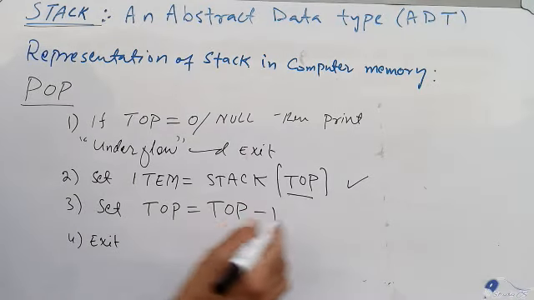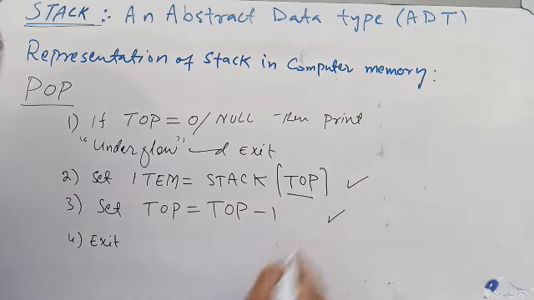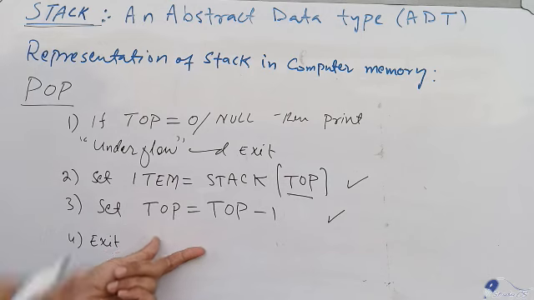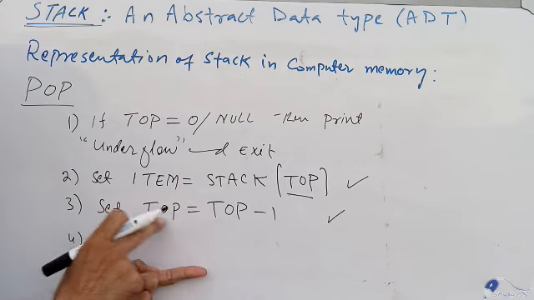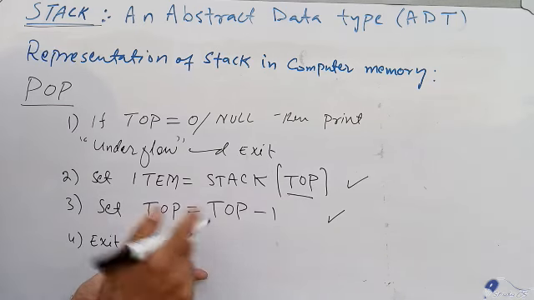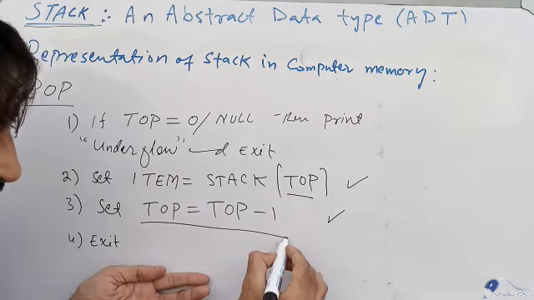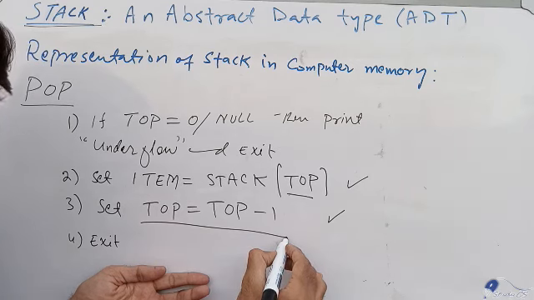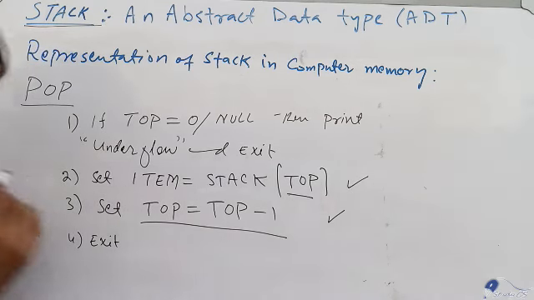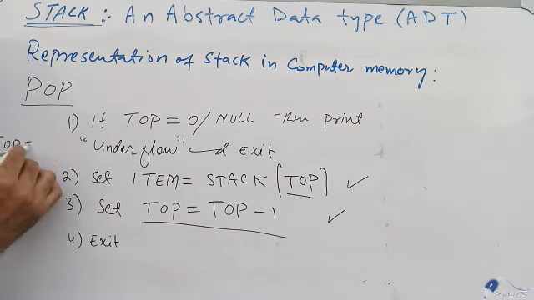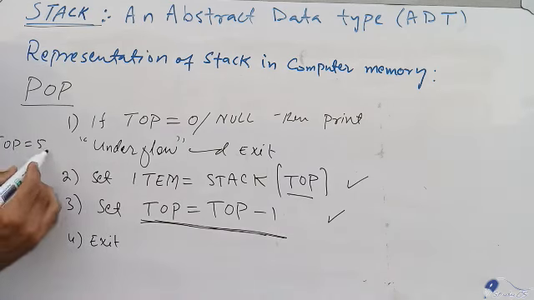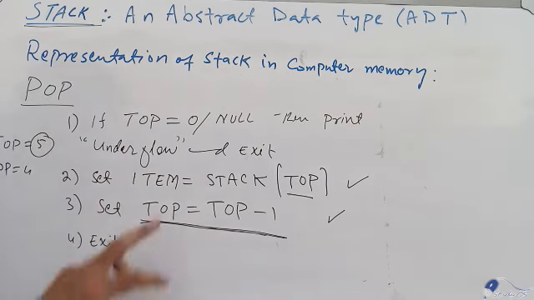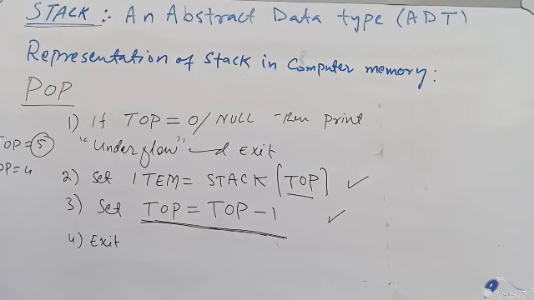So the delete operation can be performed by a simple statement, by decrementing the value of top by 1. Set top is equal to top minus 1. This statement is used to delete the top element of the stack. Suppose top represents 5, so this statement will decrease top by 1. Now top will represent 4, meaning that the element stored at location 5 has been deleted.